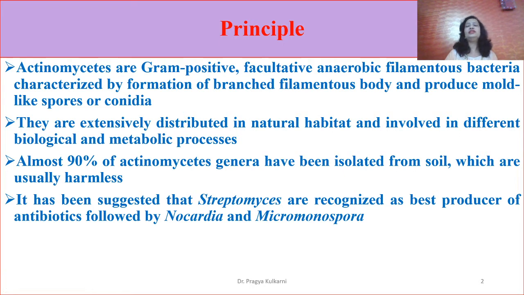They are widely distributed in natural habitats and involved in various metabolic activities, especially for industrially important antibiotics and some strong metabolites like enzymes. They are mostly present in the soil and generally they are harmless. The dominating species Streptomyces is suggested as the best producer of antibiotics. Apart from that, Nocardia and Micromonospora are also species which are responsible for large-scale antibiotic production.